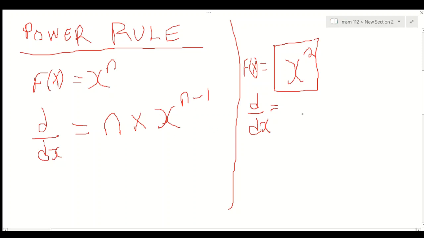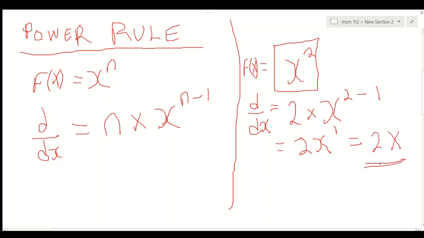So let us drop the 2 and write it like this, because you can see this n has come to multiply the variable x, then this power is subtracted by 1. So the derivative of this is equal to 2x to the power 1, which is just 2x. This is how you go about it using the power rule.